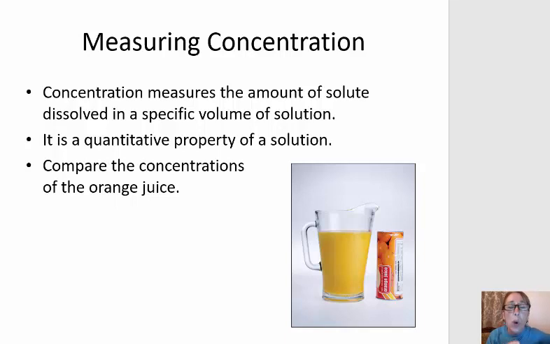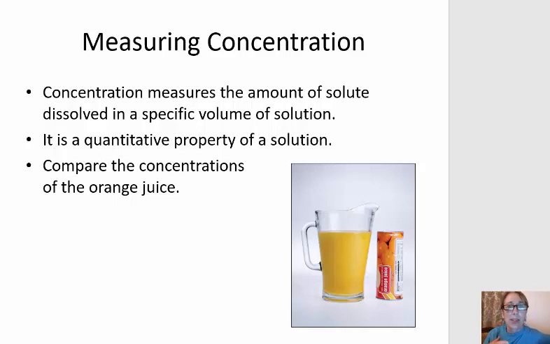Concentration is a way that we quantify or measure the amount of solute in a specific volume of solution. And it shows up in our everyday life. For example, here's this everyday example of frozen orange juice concentrate versus the orange juice concentrate that has been diluted in the pitcher. So the concentration of the orange juice in the pitcher is lower than that in the can because we've diluted what's in the pitcher by adding water to it.